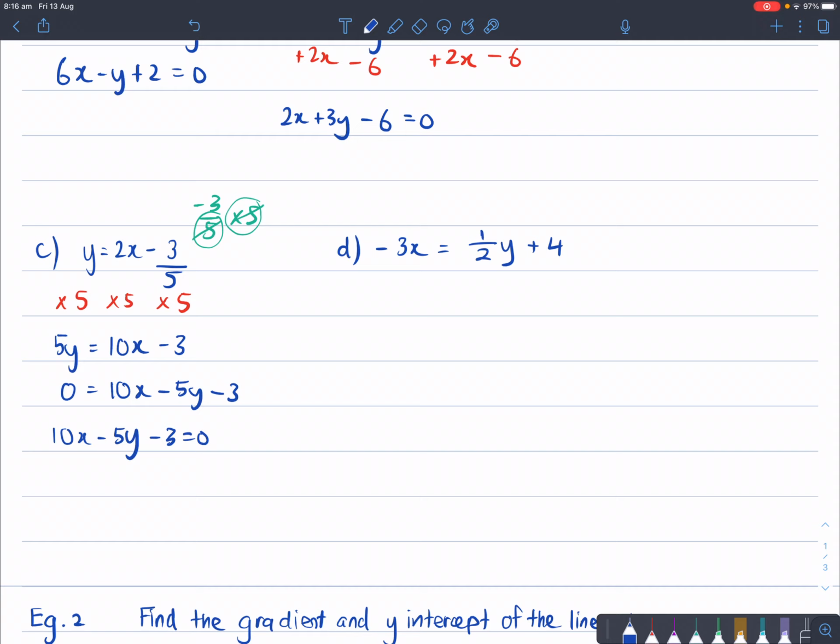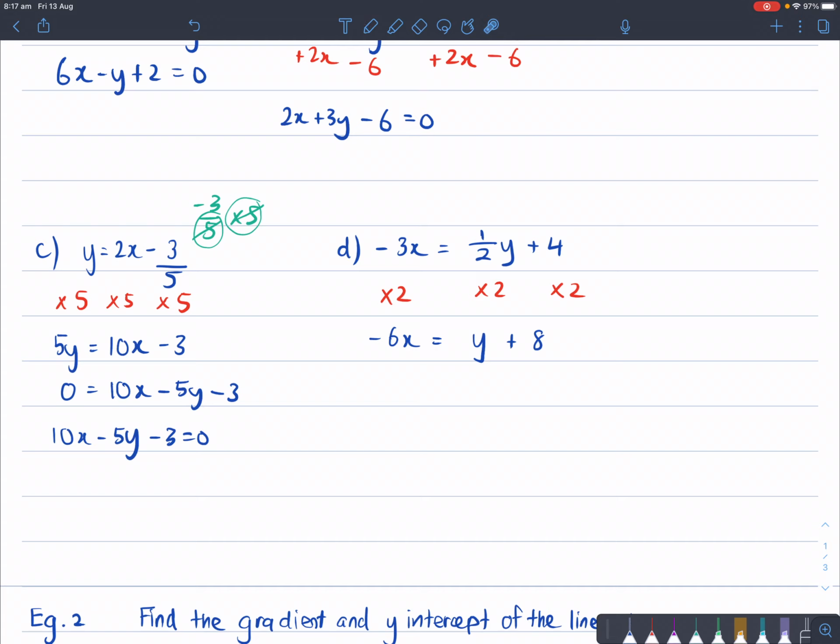Question D is also another question where you've got a fraction. The denominator in this case is the number 2. So we'll multiply all these numbers here by 2 so that you get negative 6x equals half y times 2, which is y. Because 2 halves are 1, so it's 1y. Then plus 4 times 2 is 8.